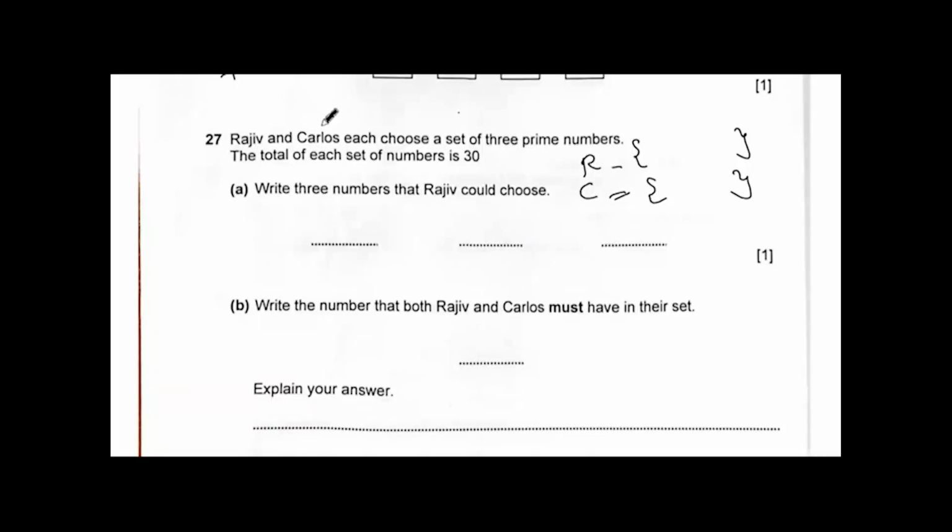So the first thing we need to do is to write out the prime numbers between 1 and 30. So we have 2, 3, 5, 7, 11, 13, 17, 19, 23, and 29. Okay, so let's see how we can have 3 numbers that add up to 30.